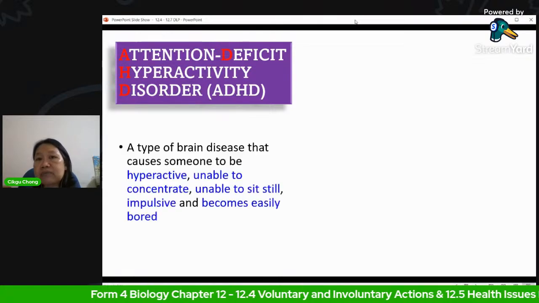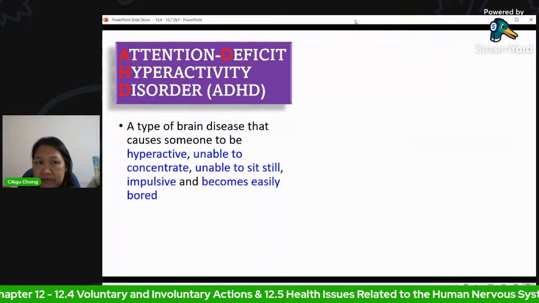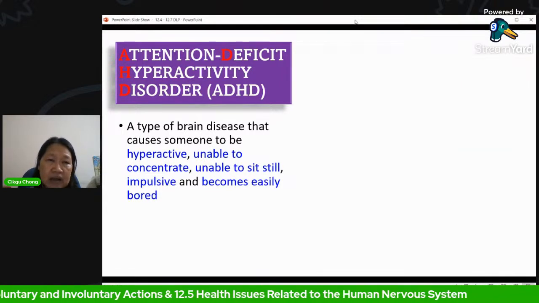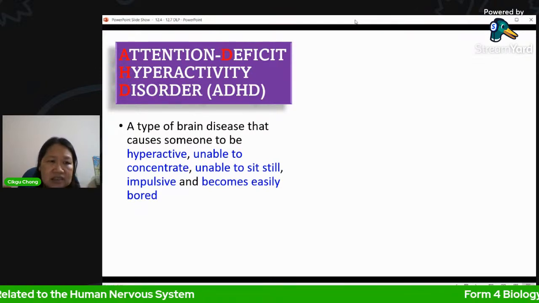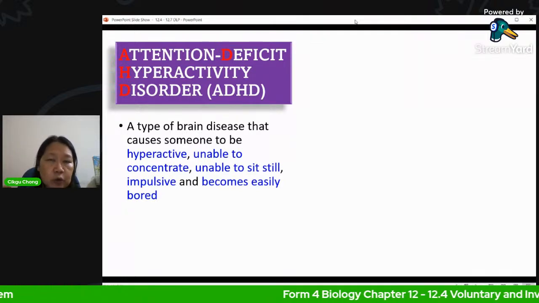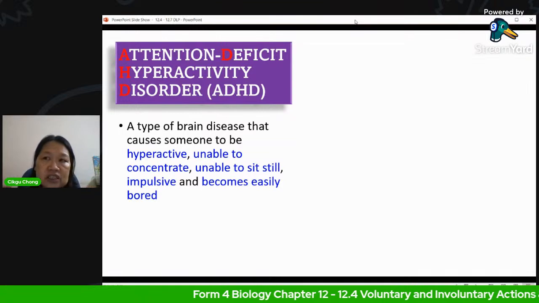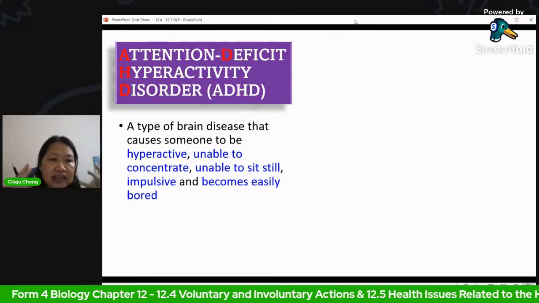When a lot of them are young, they are very hyperactive. We call it associated with hyperactivity, so it causes someone to be hyperactive. They cannot concentrate. They cannot sit still. They become impulsive. Impulsive means they do things very quickly, or before the teacher finishes talking, they want to ask a question. And also they do things without thinking long.